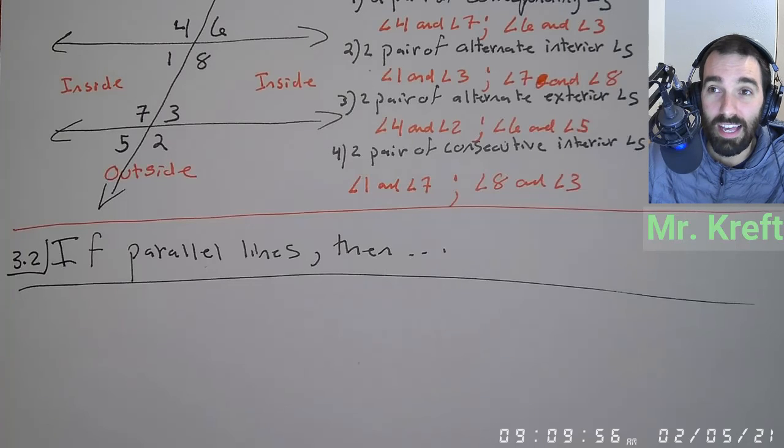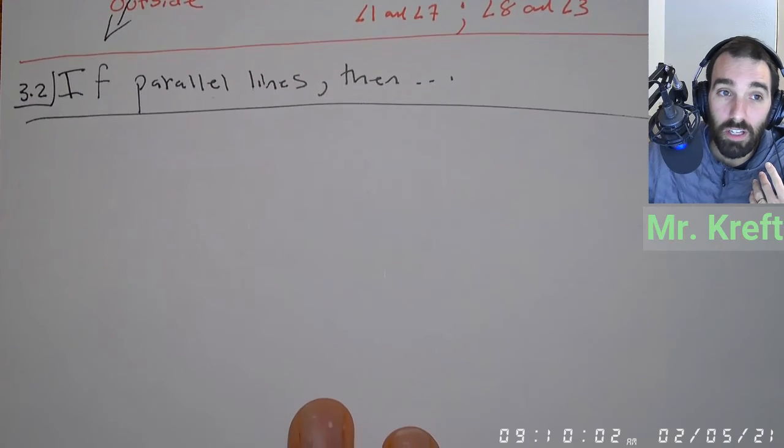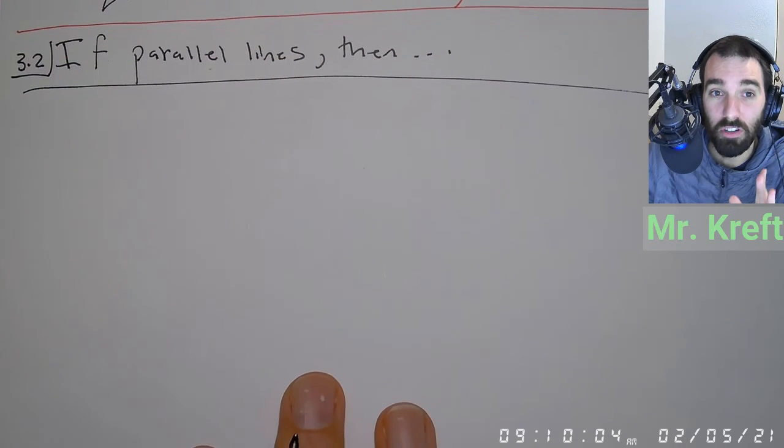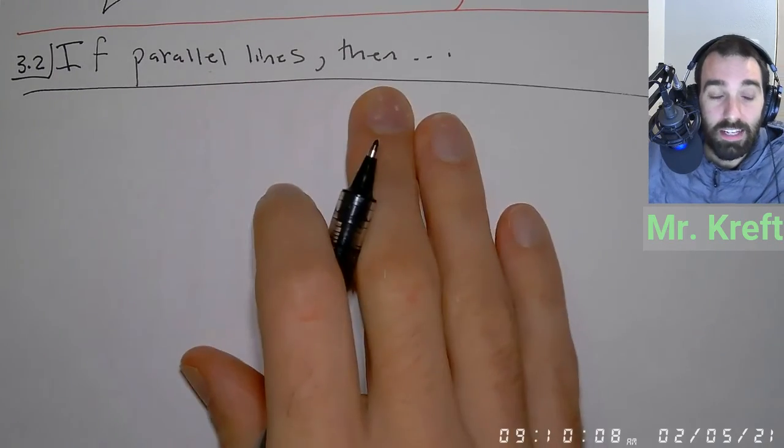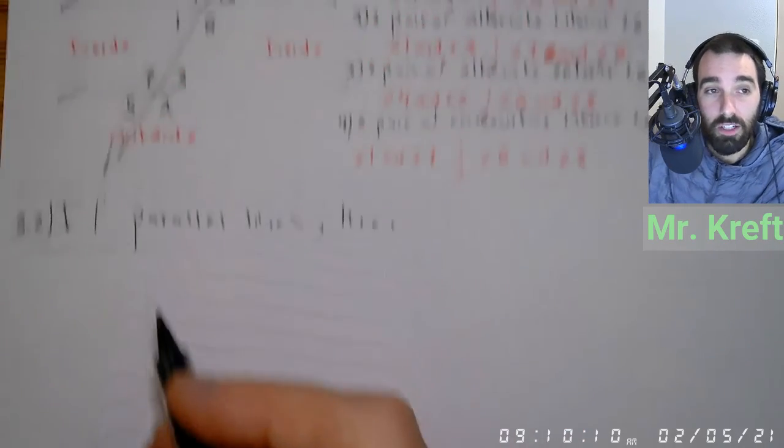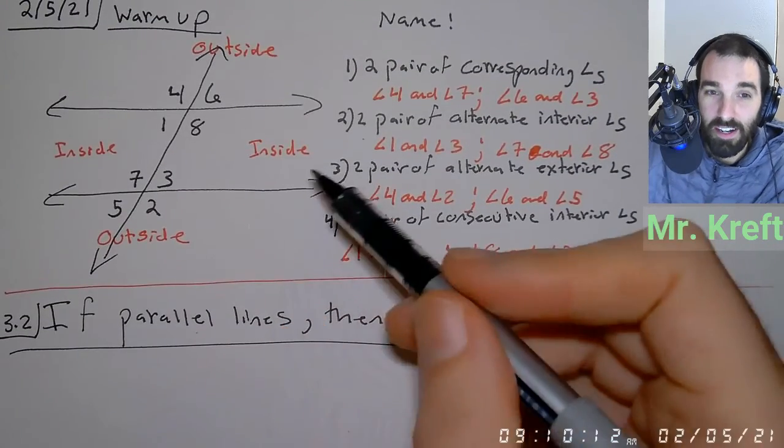because if you ever design and build things, having to measure angles and cut everything can take a lot of time. So if you know this stuff, it saves you a lot of time and makes building and construction a lot faster. Okay? So, if parallel lines, then. So what we're going to do is we're going to see. So let's talk about this.